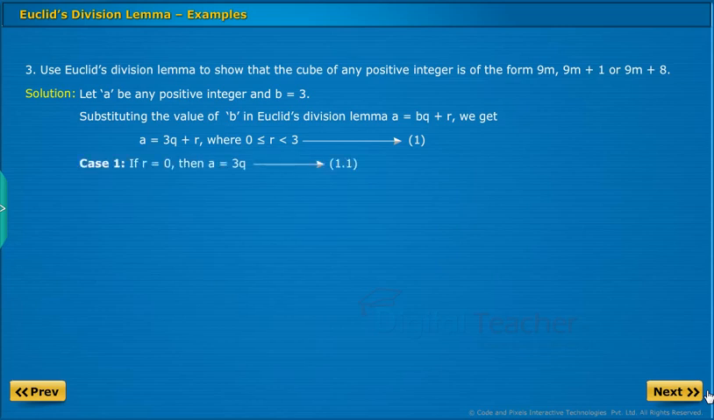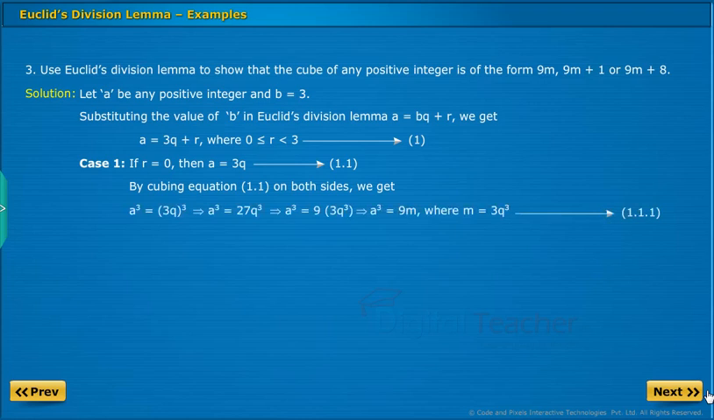Case 1. If r equals 0, then a equals 3q, that is equation 1.1. By cubing equation 1.1 on both sides, we get a cube is equal to 3q whole cube, which is equal to 27q cube. That is in turn equal to a cube equal to 9 into 3q cube. That is, a cube is equal to 9m, where m equals 3q cube, that is equation 1.1.1.